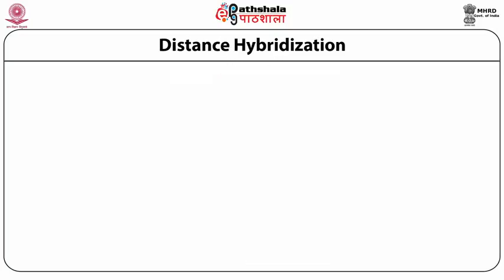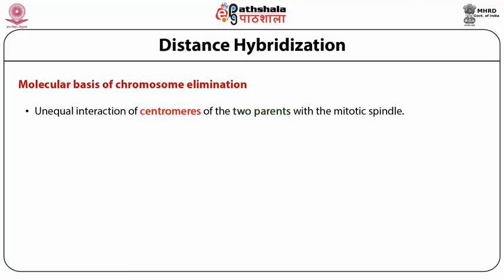We still don't know how the chromosomes of one parent are selectively thrown out and the embryo is formed with the chromosomes of the other parent. The molecular mechanism is still not known, but recently there is a suggestion that some genes associated with the centromere result in unequal interaction with the spindle fiber, which causes the loss of the chromosomes.